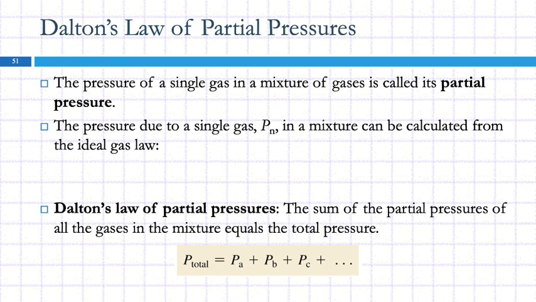So if we look at the pressure of an individual gas in that mixture, that's called its partial pressure. Because one gas in a mixture is part of the whole thing, and so its pressure is part of the whole pressure. So it's a partial pressure. So we can calculate the partial pressure for a given gas in the mixture. The pressure would be equal to the number of moles of gas times the ideal gas constant times the temperature divided by the volume of the gas.